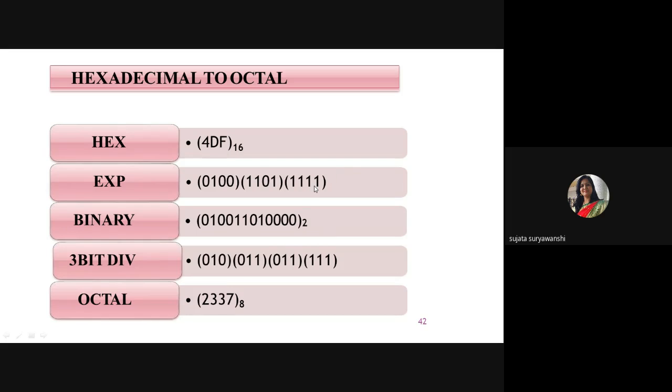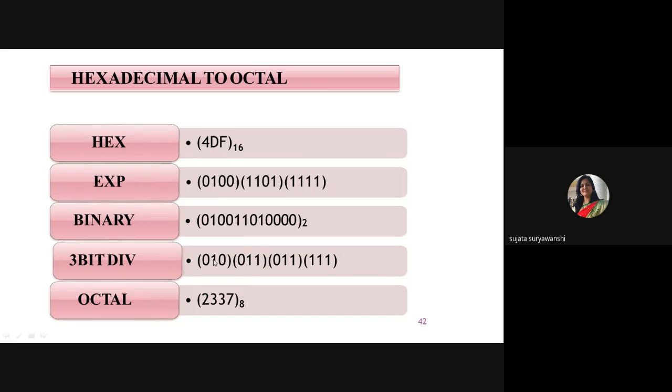Okay. Simply start with this one, making a group of 3 bits. Start with the LSB digits 1, 1, 1, that is equal to 1, 1, 1. Again 1, 1, 0, so 1, 1, 0 is there. 1, 1, 0 is again there. And 0, 1, 0 is equal to 0, 1, 0. And after that, you simply have to write down the decimal digit for each 3-bit binary group.